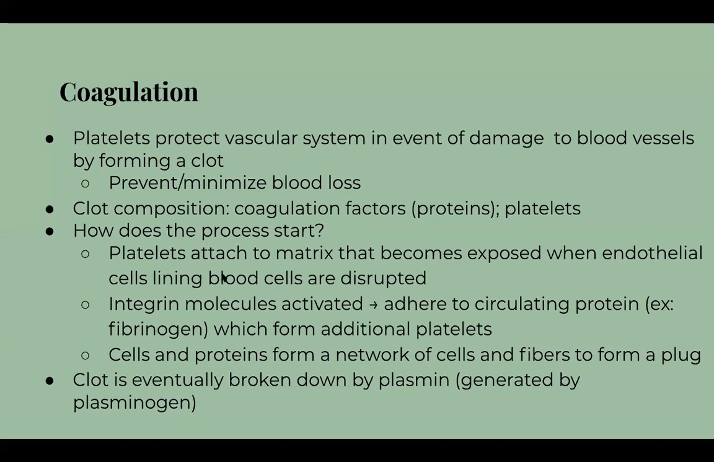So once those platelets are recruited and they attach to the extracellular side of these endothelial cells, this protein called integrin is activated. And what they do is they attach to circulating proteins, for example, this protein called fibrinogen, which recruits even more platelets. And then the last step is that these cells and proteins form a network of cells and fibers that you can think of as a plug to that damaged part of the vessel.